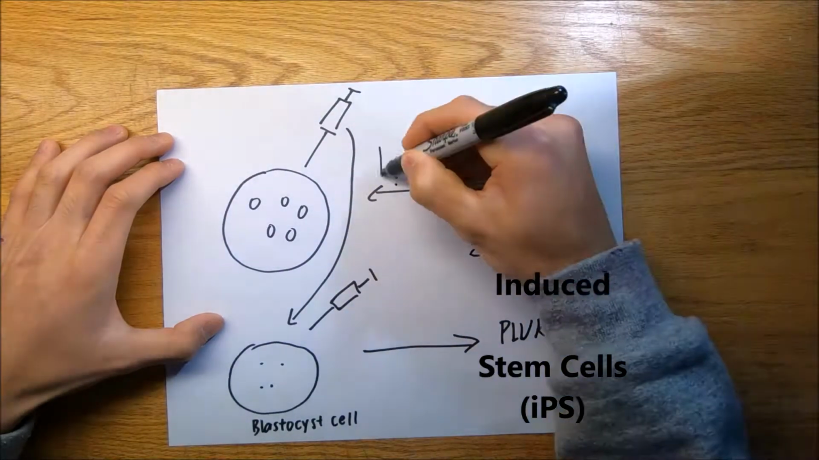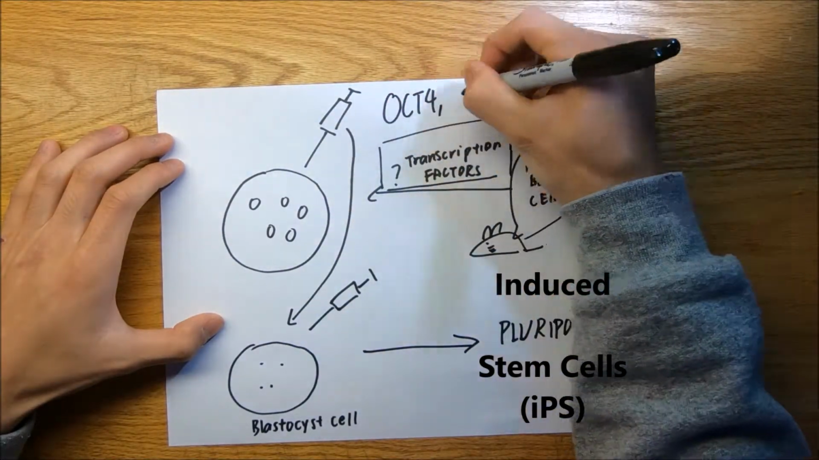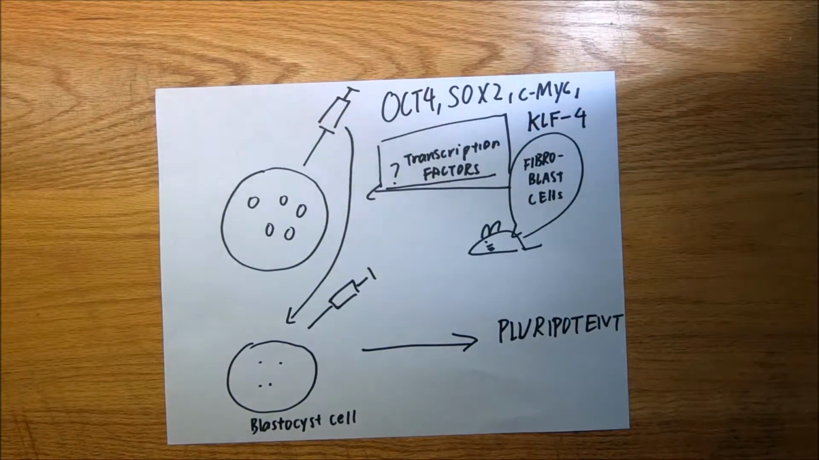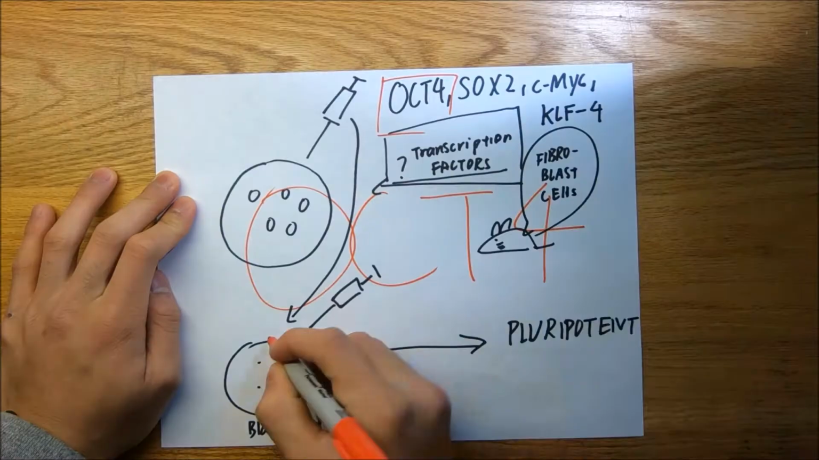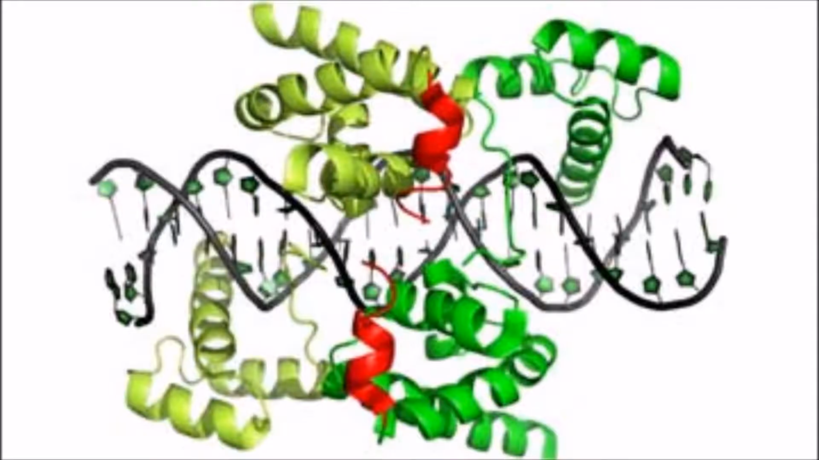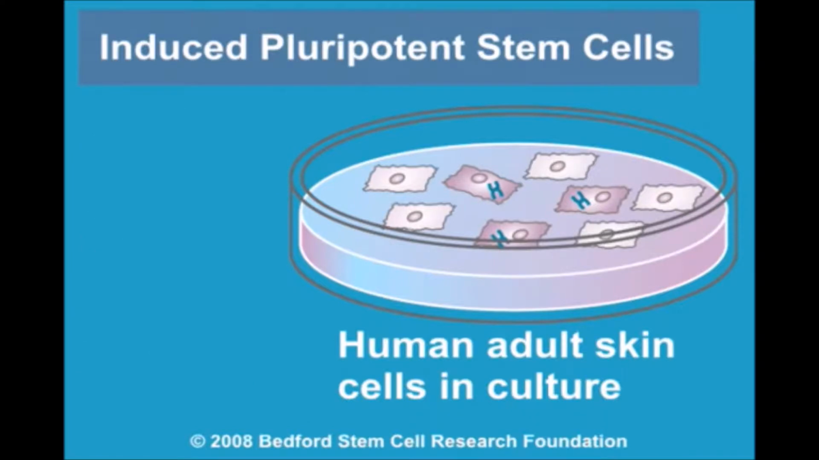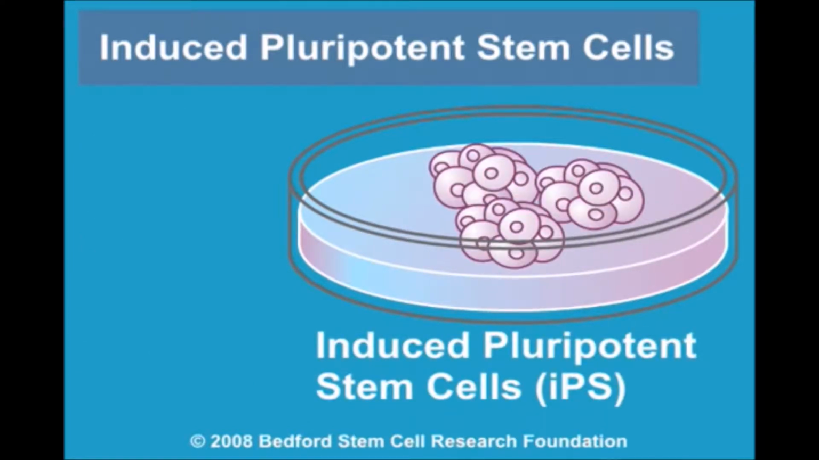But what were the transcription factors that were used? They were OCT4, SOX2, c-MYC, and KLF4. In this video, I'll be focusing on the protein OCT4, also known as octamer binding transcription factor 4, a protein in the POU family that is encoded by genes involved in the regulation patterns of development.